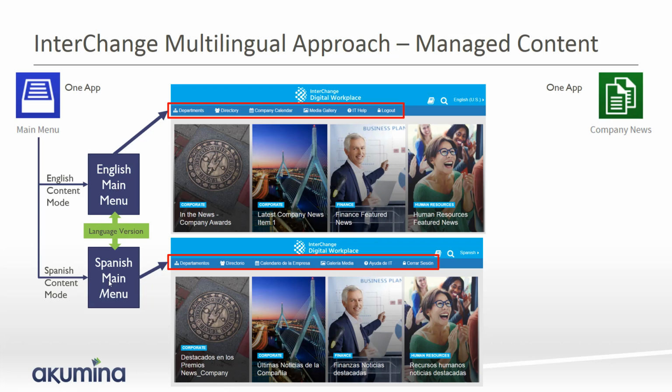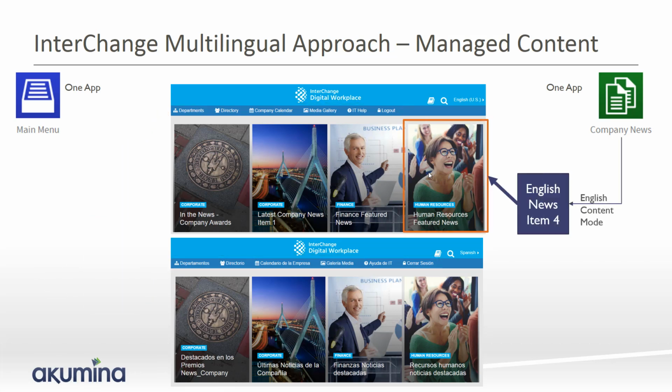The user doesn't have to worry about how to make that connection. And just that easily, we can support many languages, all tied together, but not locked together, as we'll see in a moment. Now, if I take another example, let's look at the actual content. Here's a news article. So the same type of thing. I can create the news article in English first.